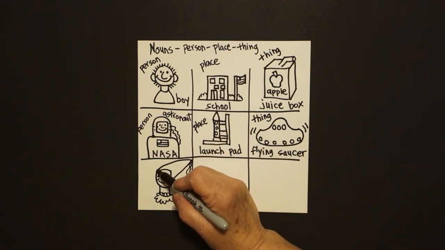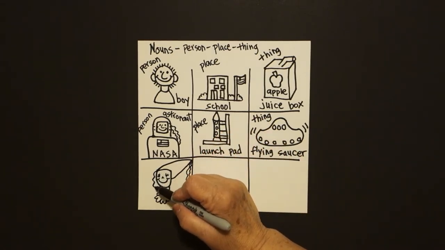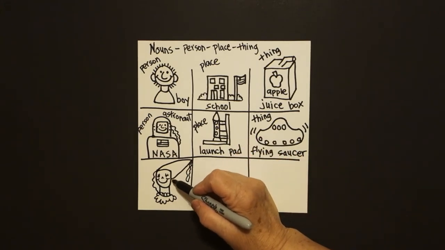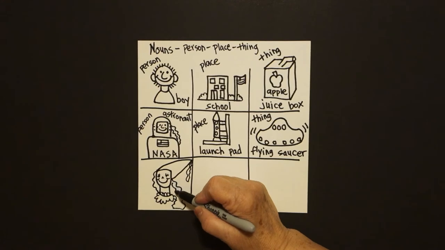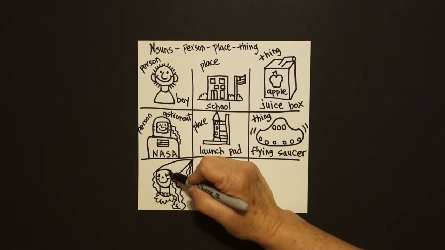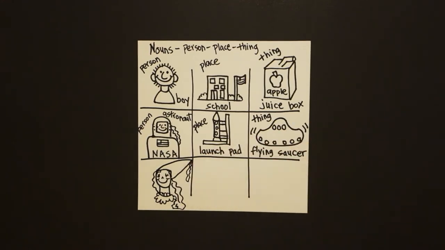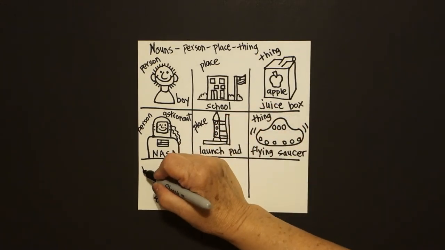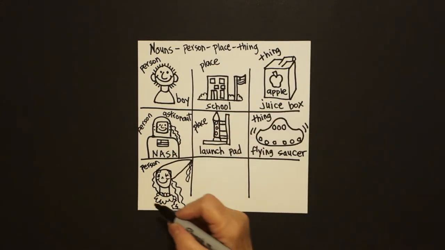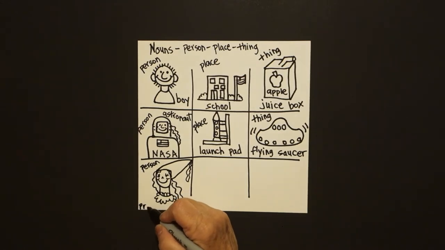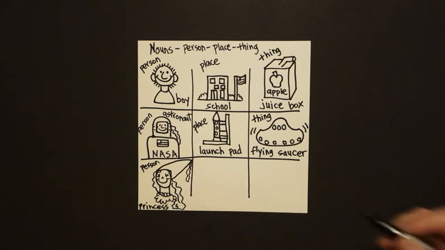Come over here on the right, the left. Curve, wavy line down, wavy line up, wavy line, wavy line inside, wavy line. This person is, excuse me, a princess. This is our person. She is a princess.